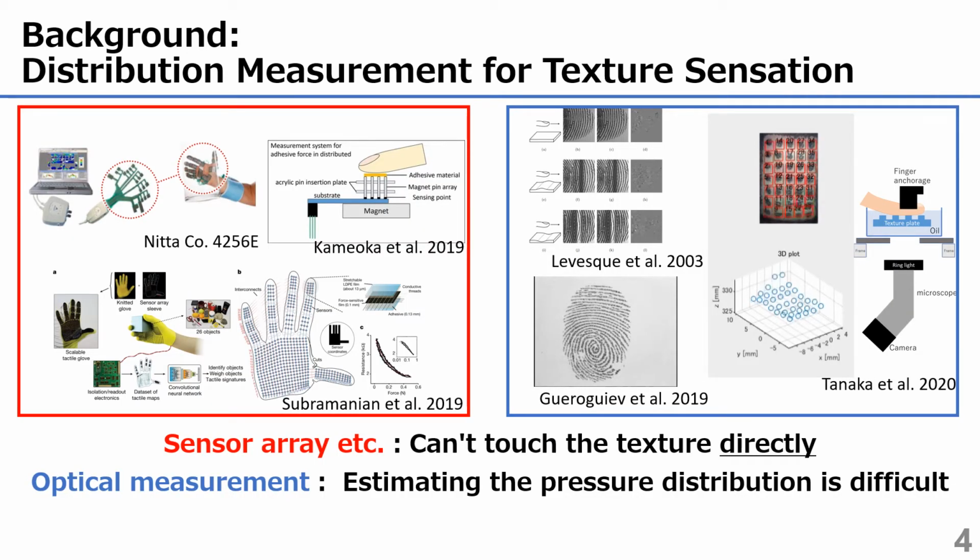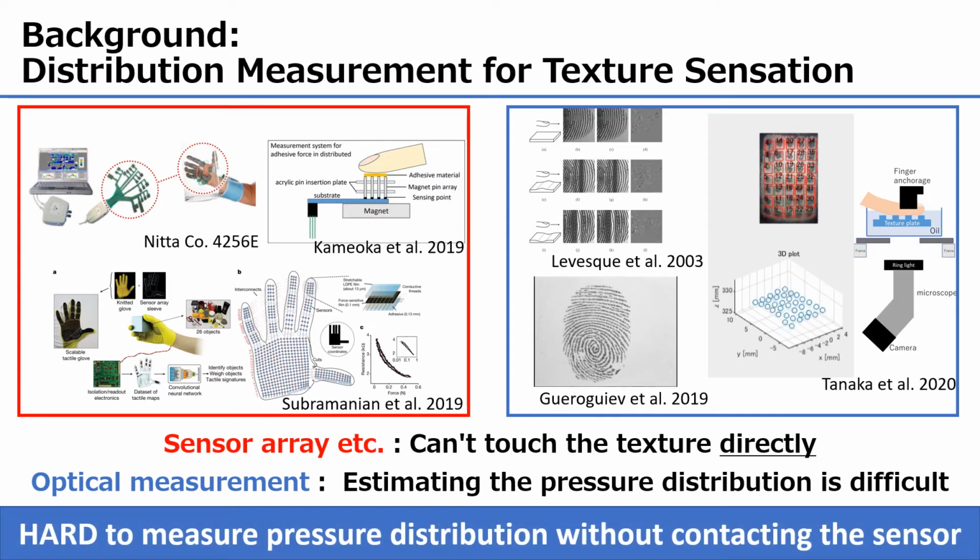Measurement of pressure distribution to the fingertip is one of the sensing technologies required for high-quality tactile displays. The sensor array is capable of measuring the force applied, but it hinders the fingers from touching the texture directly. In addition, optical measurements can measure the displacement of the skin surface with high spatial resolution, but estimating pressure from displacement is difficult due to the complexity of the mechanical properties of the fingertips. In summary, it is difficult to measure the pressure distribution without contacting the sensor.